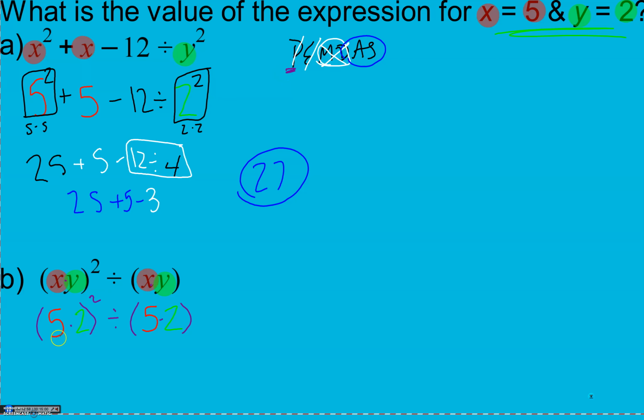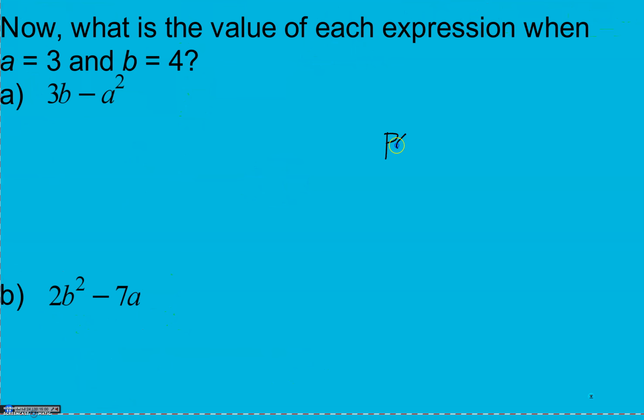P for parentheses, so 5 times 2 is 10. 5 times 2 is 10. We're going to bring down the rest of our problem. Exponents are next. 10 times 10 gives me 100. Bring down the rest of our problem. Finally, we can divide because it's our only thing left, and we get 10. Now, feel free to pause here and give these a try if you'd like.